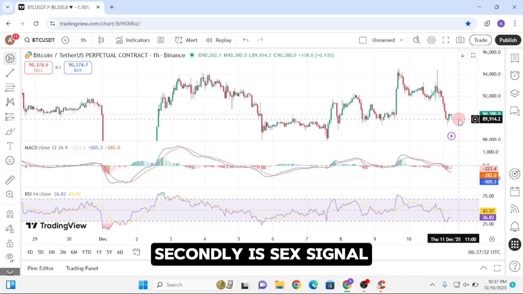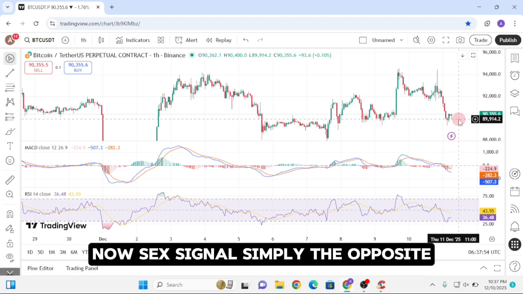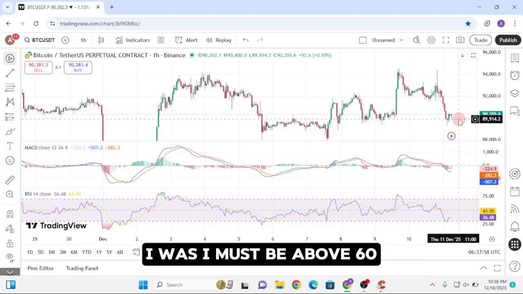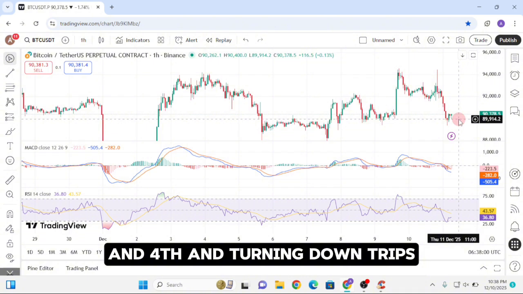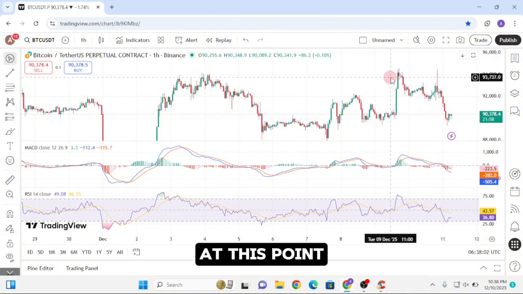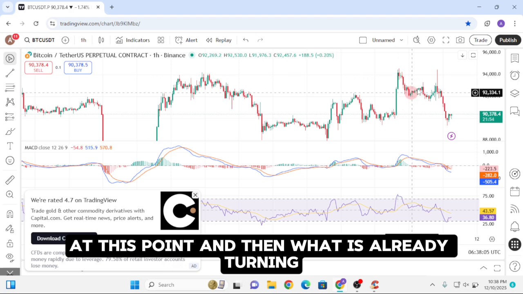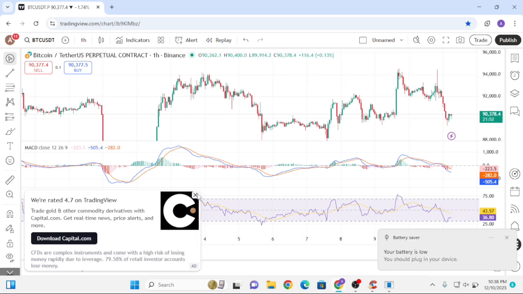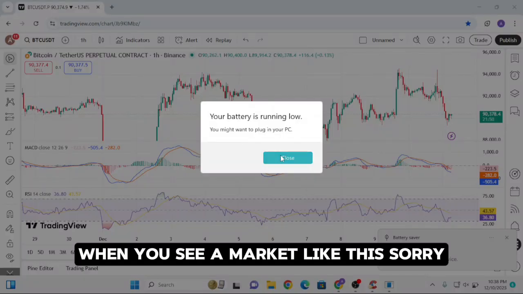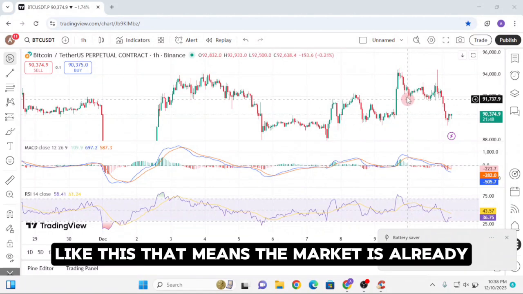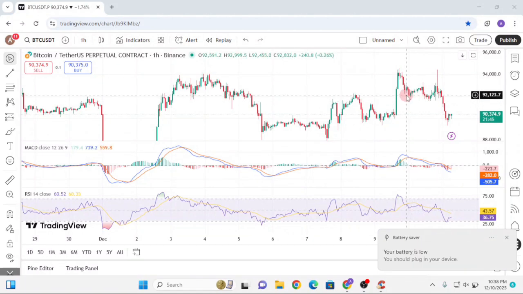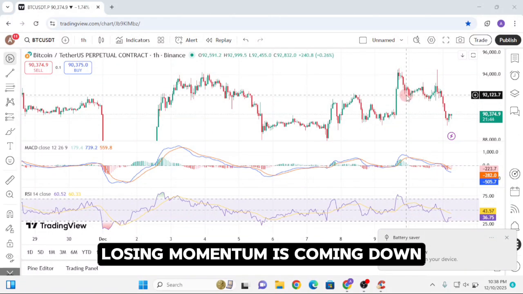Secondly is the sell signal. Now the sell signal is simply the opposite. RSI must be above 60 and turning down. So at this point, RSI is already above 70 and turning down. When you see a market like this, that means the market is already losing momentum and is coming down.